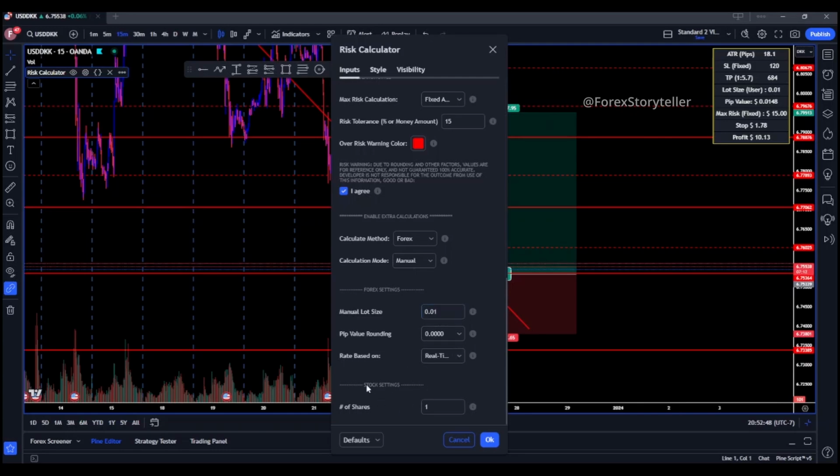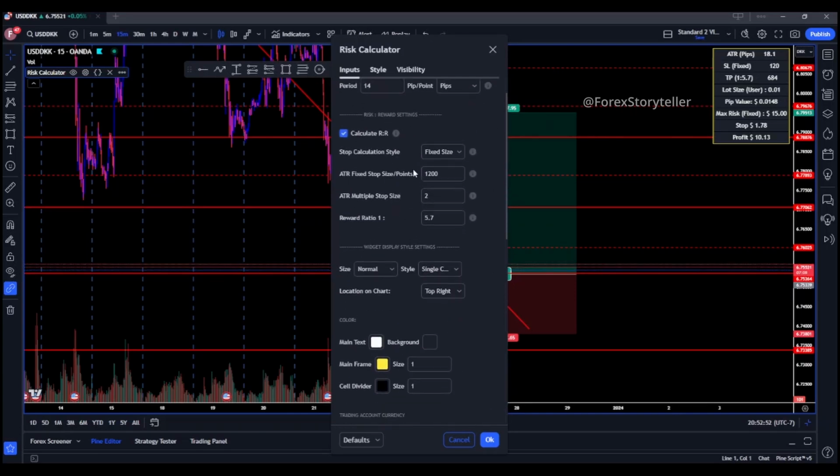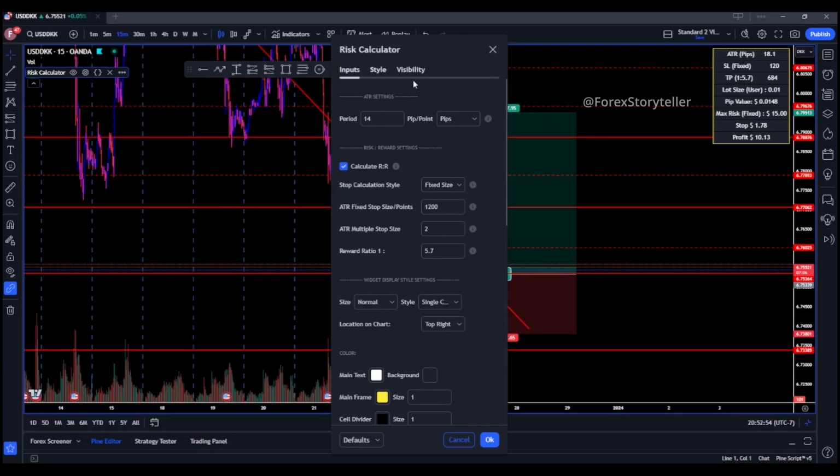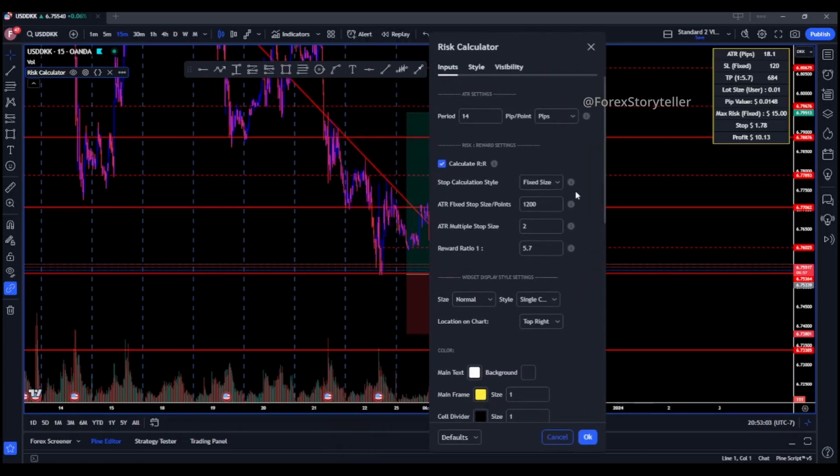The stock settings I have not worked in yet. That's a different contract size, pip value, and of course when you get into futures, things like that. So those are going to also be different setups. So just keep in mind this is for Forex right now, as well as this Google Sheets.